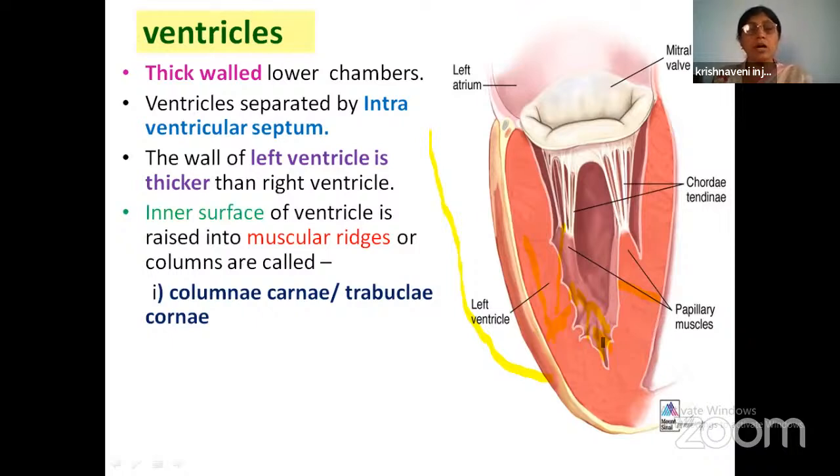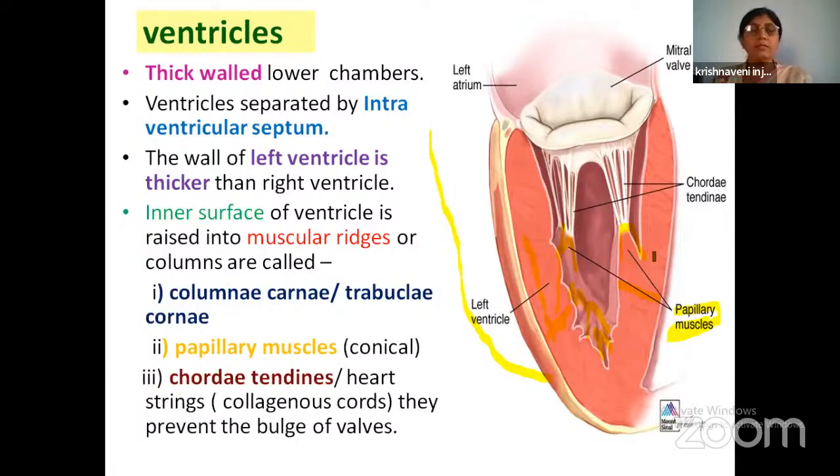Other ridges also there. They are conical in shape. See here, this is the conical shape. This side and this side also. These conical projections or muscular ridges are called papillary muscles. See here, the labeling is here, papillary muscles. These are the papillary muscles, cone-like structure, conical.